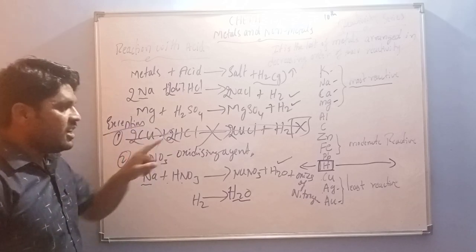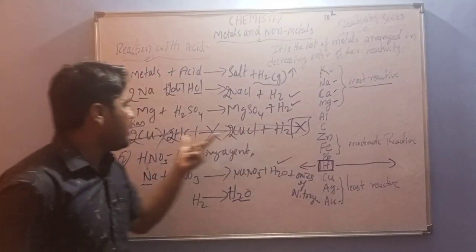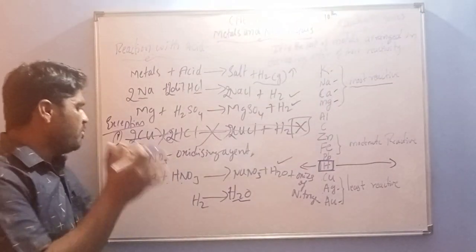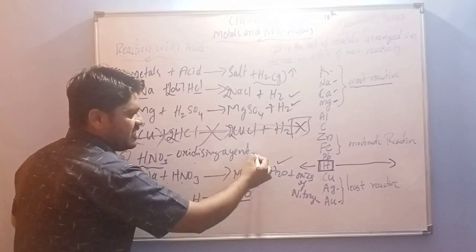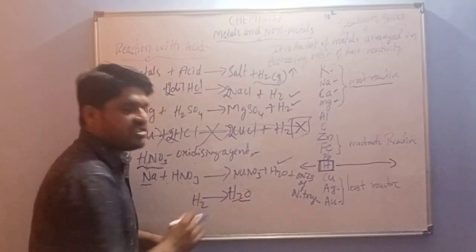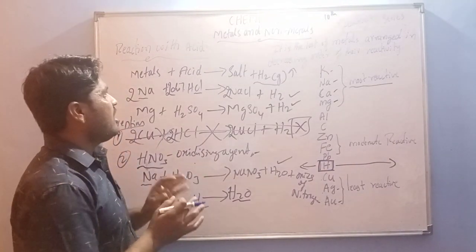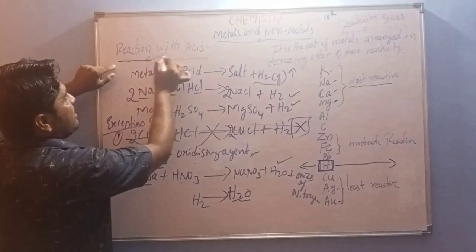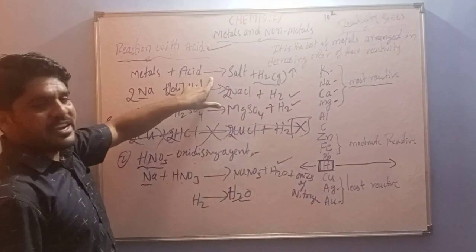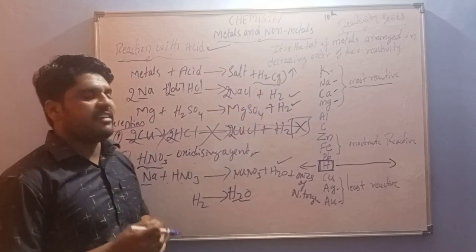Okay, the first exception is that elements present below hydrogen do not produce hydrogen gas and do not react with the acids. And one more thing, HNO3 is a strong oxidizing agent. That's why when HNO3 reacts with metals, it does not produce hydrogen gas. These are the exceptions. So this is all for today's class. When metals react with acids, they produce salt and hydrogen gas. This is very important.